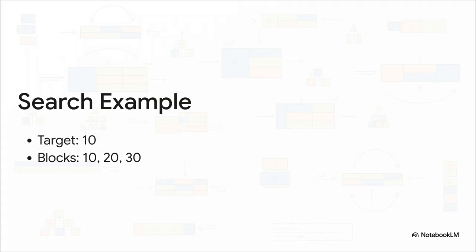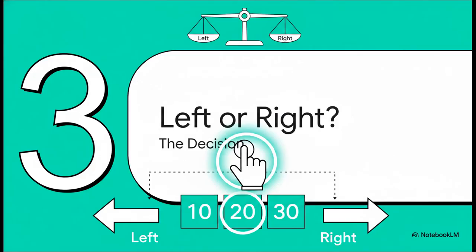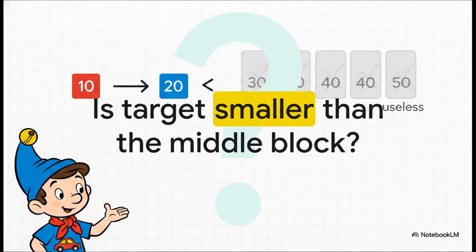Let's put this into practice right now. Our target today is block size 10, and we are looking for it among our neatly arranged blocks of sizes 10, 20, and 30. Sure, it's a very small example, but I promise you the logic scales perfectly, even if we had 10,000 blocks. So we have to make a decision, left or right. Out of 10, 20, and 30, the middle block is clearly 20. We put our finger right there on block 20.